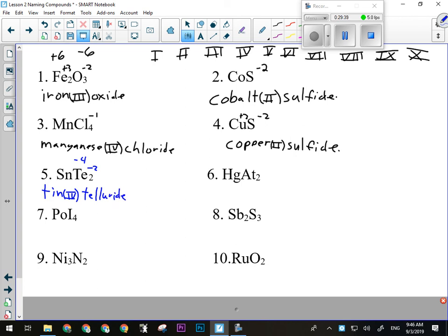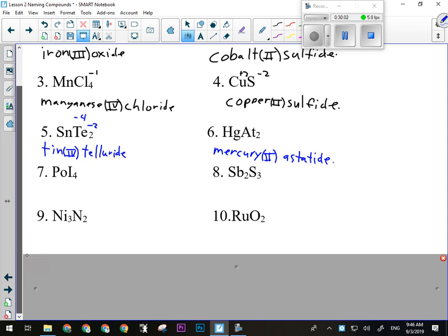All right, number 6, we've got mercury with astatine. Astatine has a -1 charge. Mercury can be 2 or 4, right? So this is going to be the mercury with the 2+ charge. All right, then we've got polonium with iodine. Iodine's always a -1, so we've got 4 negatives, which means this polonium has to have a charge of 4.